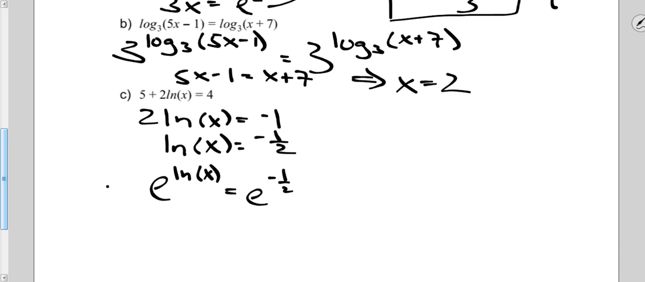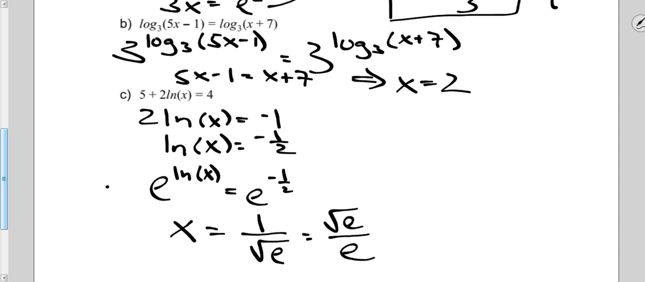Left-hand side, Kai? Good. X equals e to the negative 1 half, which is 1 over the square root of e. I can do that, or I can do 0.6060. Oh, I just rationalized a radical. Whoa.